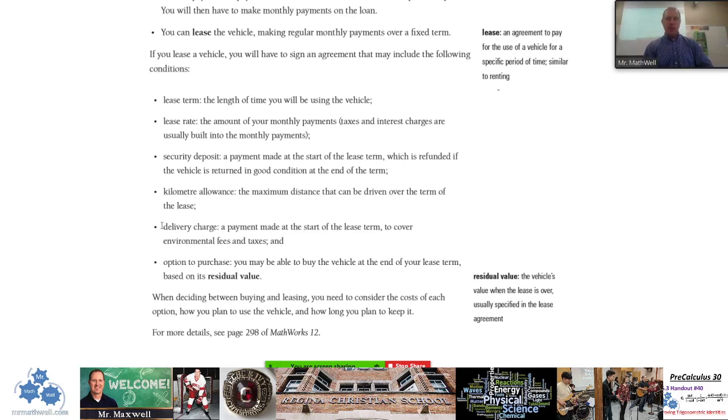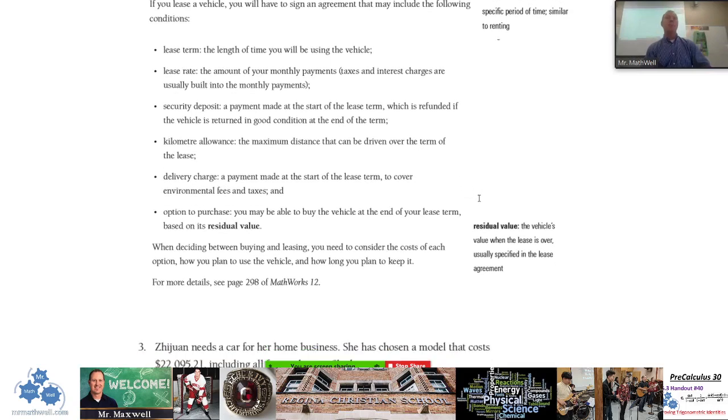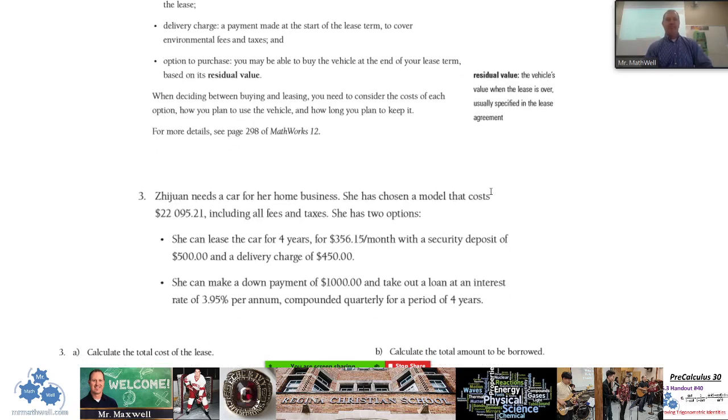Oh, I skipped delivery charge. That is simply what it says. If a new vehicle is made in, let's say, Detroit, and they have to ship it over to you, there's a delivery charge. It's to carry your vehicle to where you live. So that's a one-time charge. It's like shipping costs for vehicles, right? If you order a vehicle from Amazon, you'd have a lot of shipping costs, right? There you go. Okay. All right.